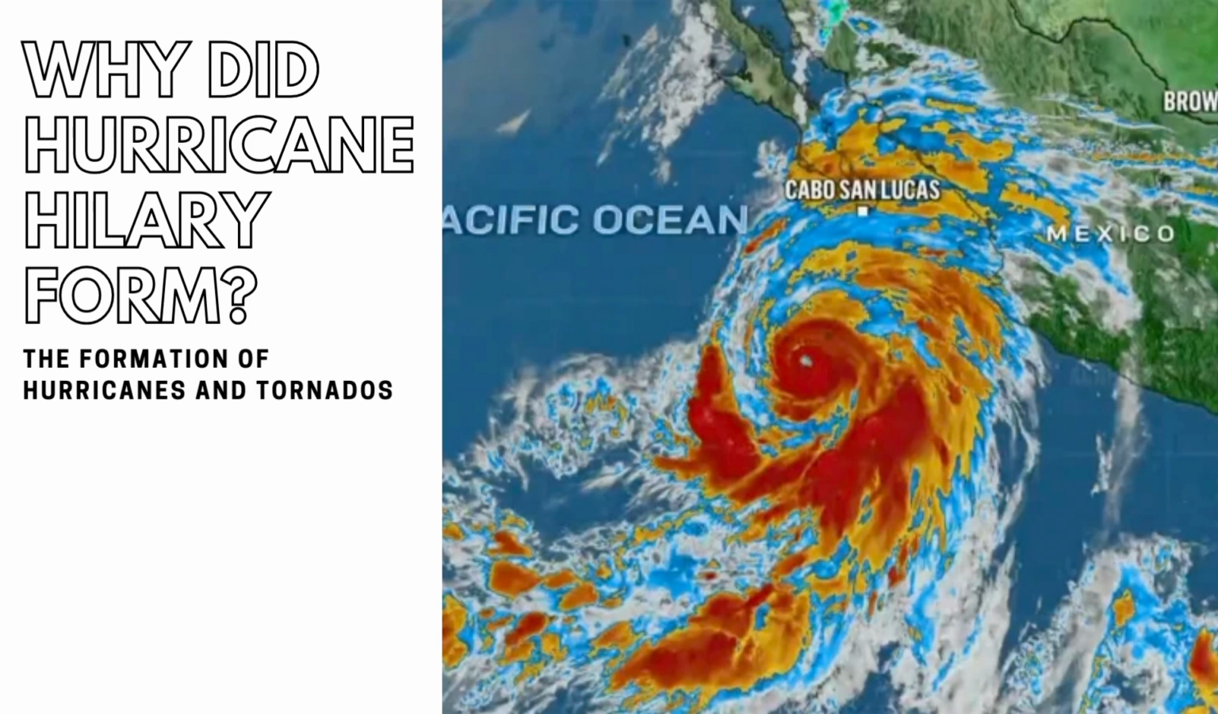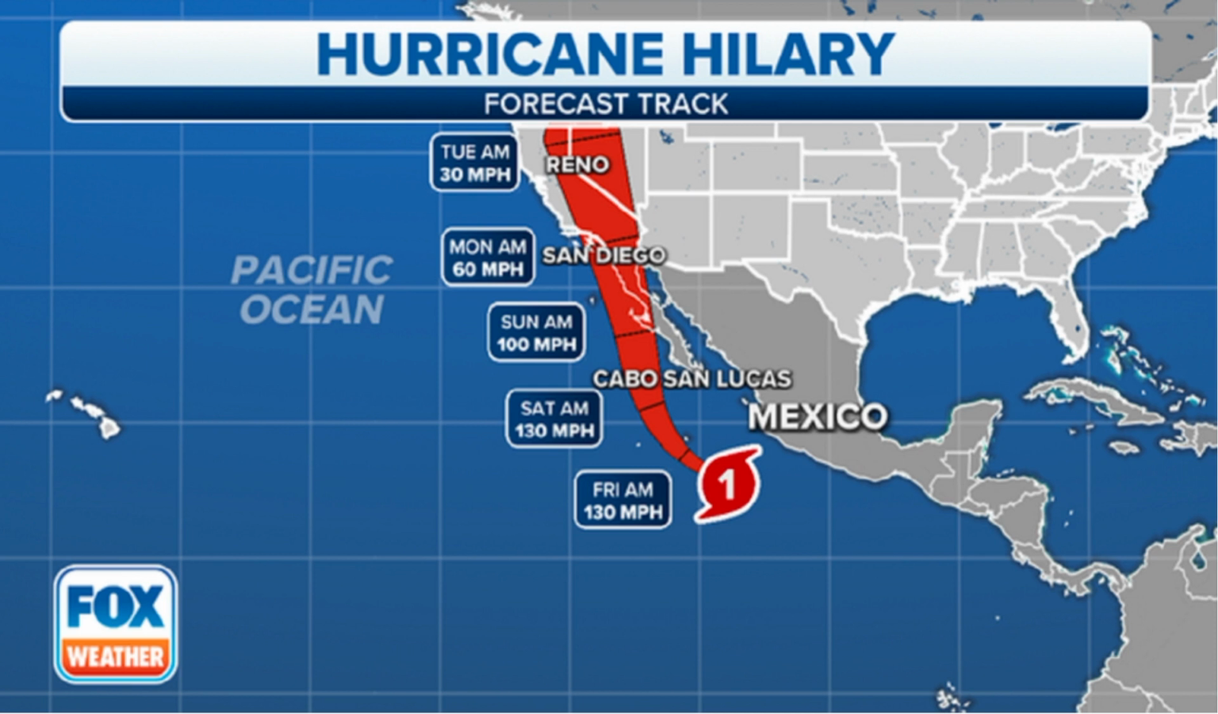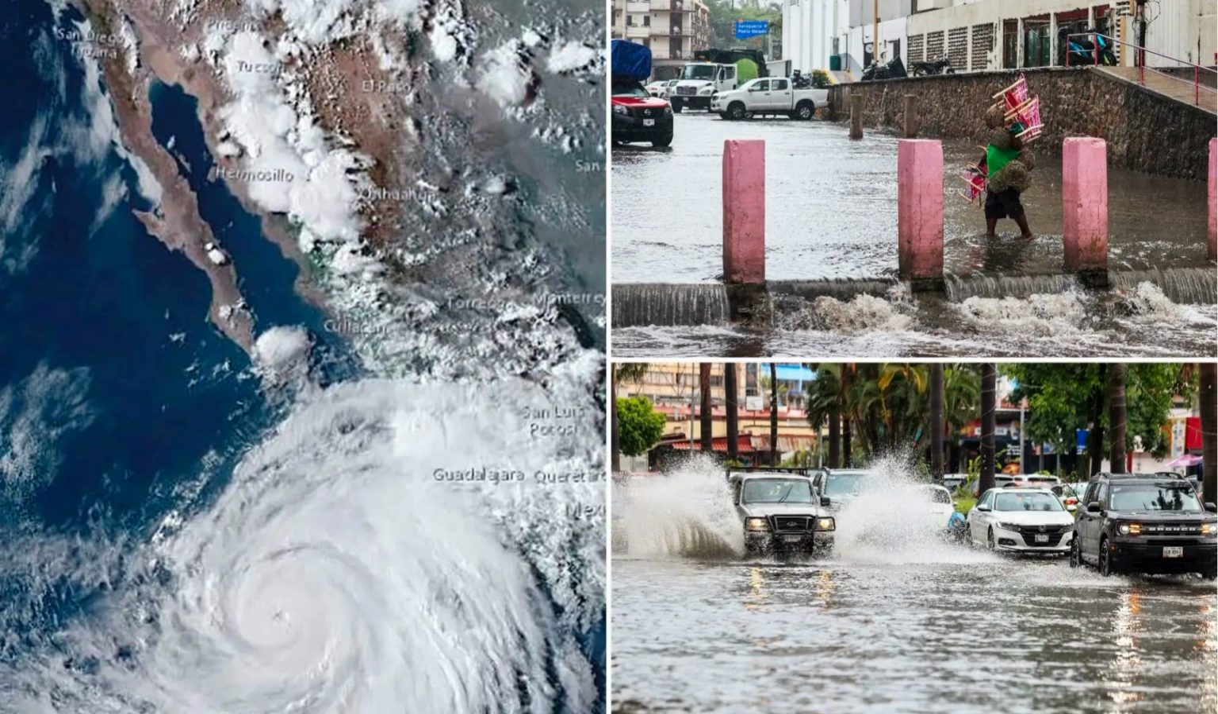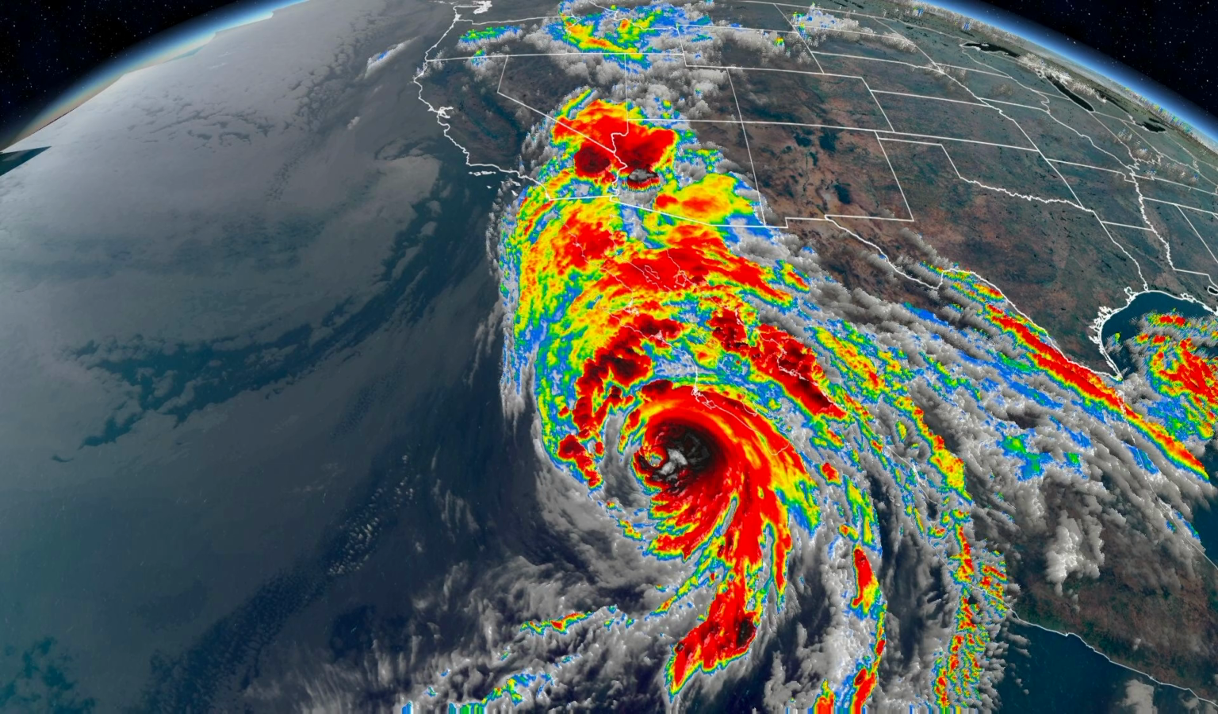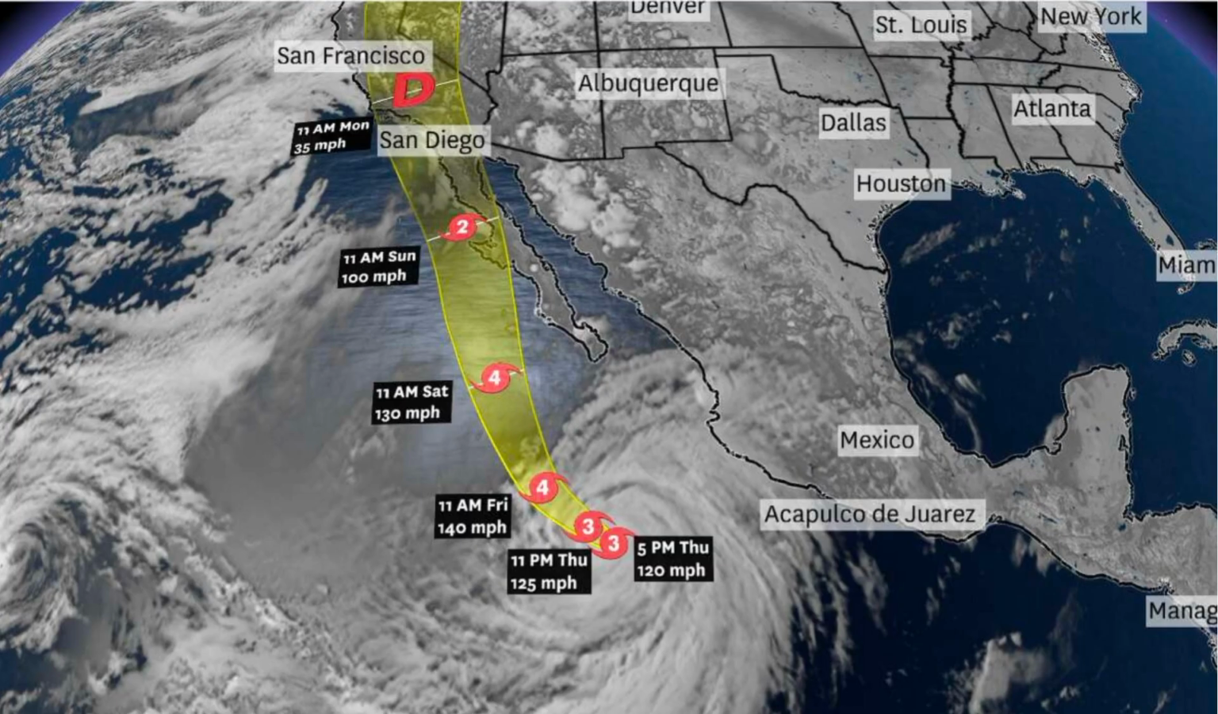Tropical Storm Hurricane Hilary made landfall Sunday on the Baja California Peninsula, with catastrophic and life-threatening floods expected in the region, including across portions of the southwestern United States, according to the National Hurricane Center.